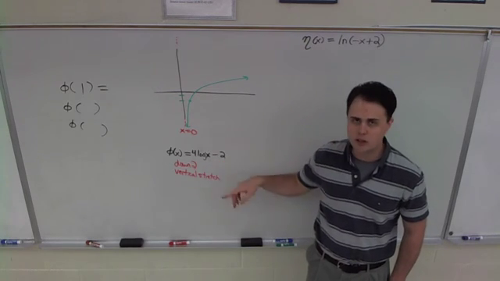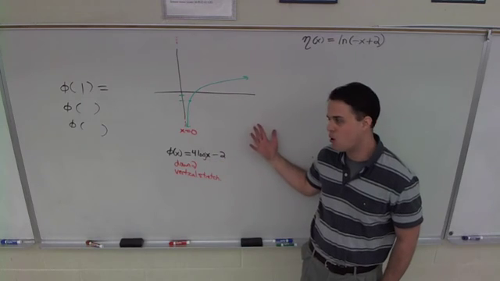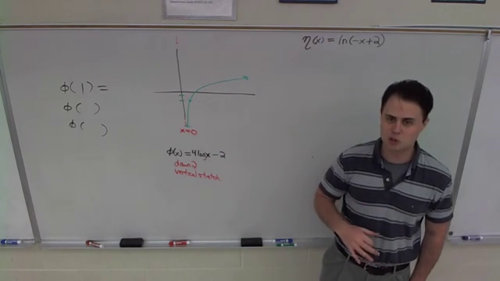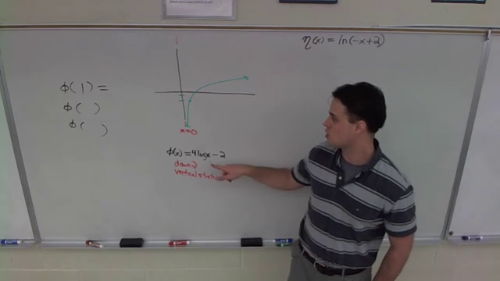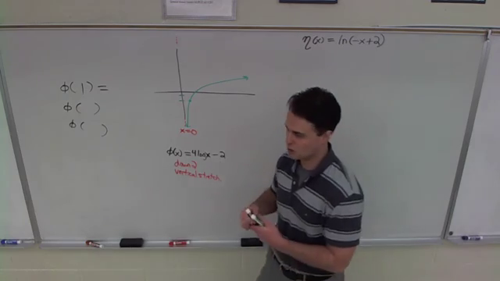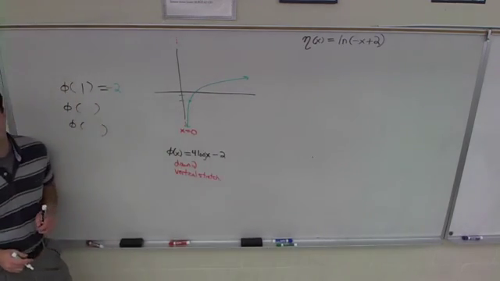Remember, when you put 1 in here, you're saying 10 to what power is 1? 0. That's true for all bases. So it's going to be 0 minus 2, which is -2, the point that I just shifted down with you guys.